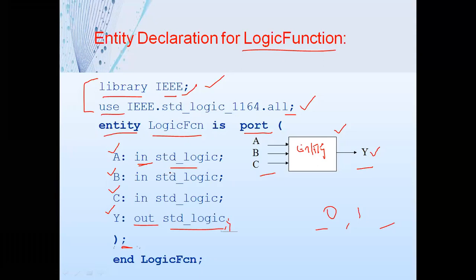Once you have done that, finally you end the entity. So you are ending the entity declaration with the keyword end followed by the entity name. So this is how to write the entity declaration for any digital model. Okay, and we will discuss the VHDL architecture in our next class.